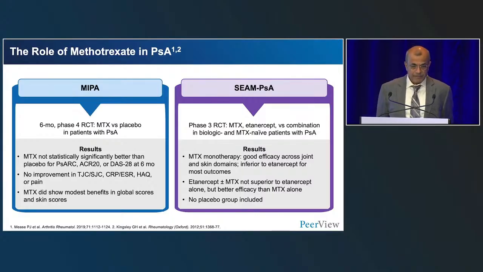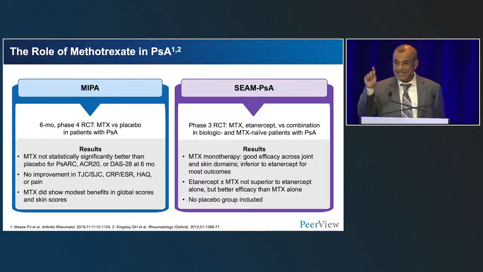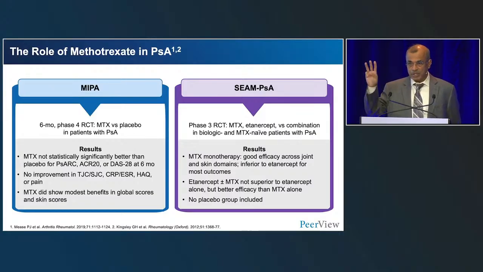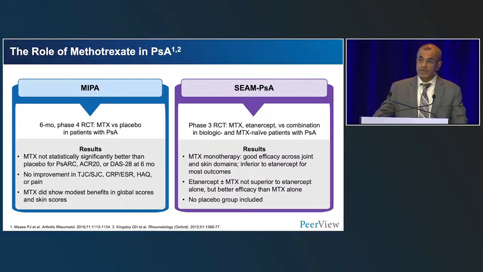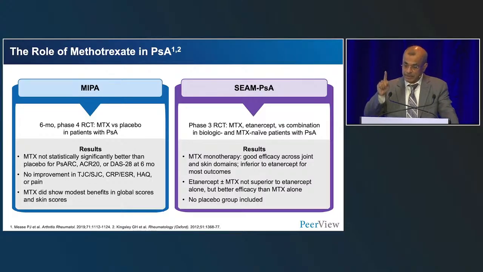Be as it may, SEAM-PsA, this is another study. Philip was the first author on this. This was a randomized study of patients with psoriatic arthritis who were methotrexate naive. So they hadn't received any methotrexate, but they were given either methotrexate or etanercept or the combination. The reason the study was done was to see whether the combination of etanercept and methotrexate is better than etanercept alone. But they did add a third arm, which was methotrexate alone. There was no placebo arm in this study, remember that.